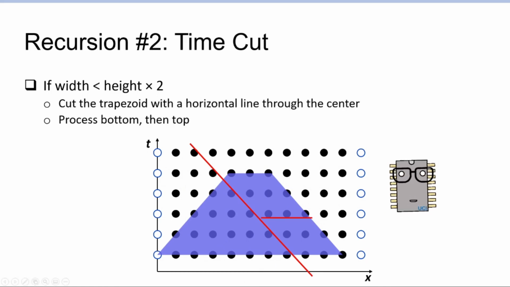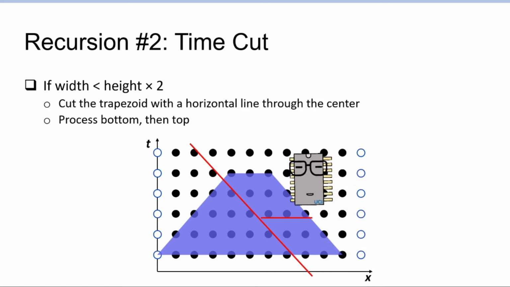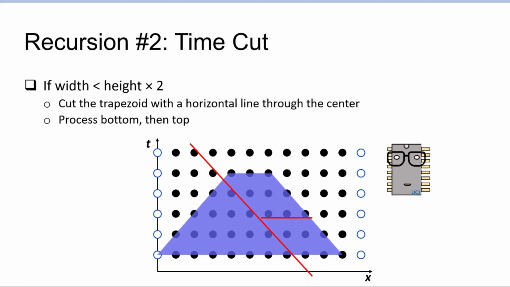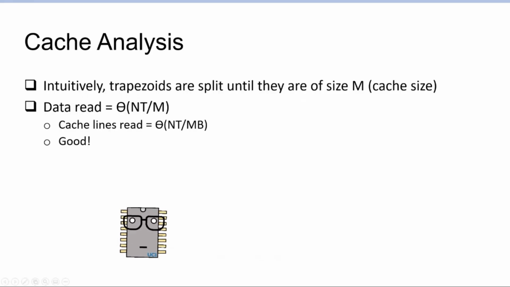The second type of cut we can do is the time cut. If the width is smaller than height multiplied by 2, like the right trapezoid you see on the right here, we can cut the trapezoid with the horizontal line, the red line you see here, through the center. We can process the bottom and then the top. And we can continue down this recursion path until the trapezoids themselves become small enough that each of them fits entirely in cache, so that when we are doing the trapezoidal computation, we can do it completely within the cache without having to make any off-chip memory accesses. And this works pretty well.